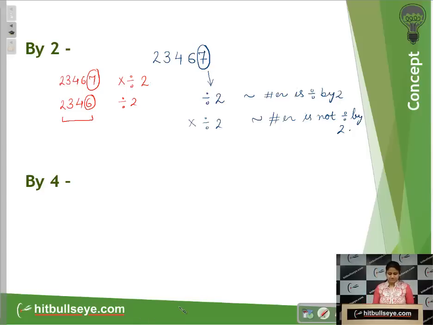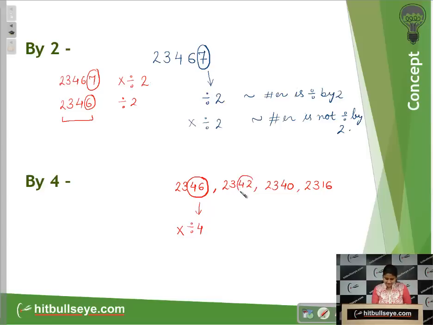Now come to the next divisibility rule, which is 4. I'm writing randomly some numbers. See, what is the divisibility rule of 4? If the number forming by last two places, I mean the unit place and the tens place, is divisible by 4, then we can say our number is divisible by 4. For example, if I take this 46 in first case, since 46 is not divisible by 4, my number will not be divisible by 4.